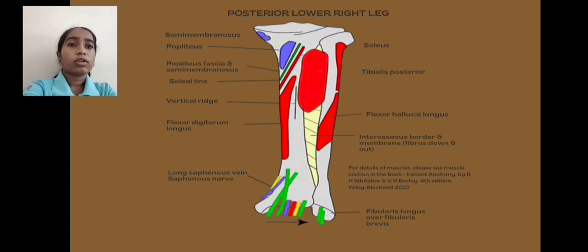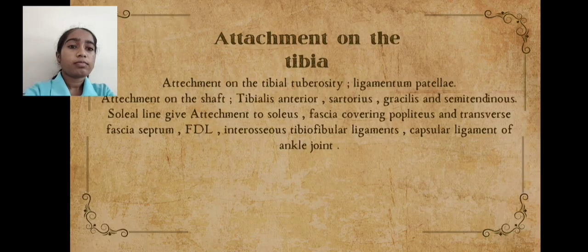This slide shows the posterior aspect of the right leg, highlighting the important bony landmarks, muscles, and neurovascular structures attached to the tibia bone. Attachments on the tibia: tuberosity, ligamentum patellae.